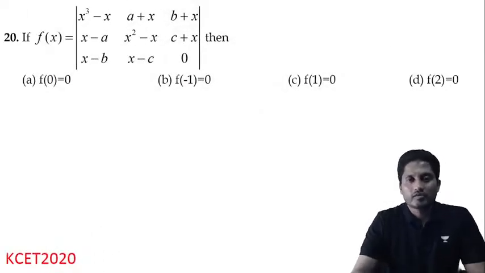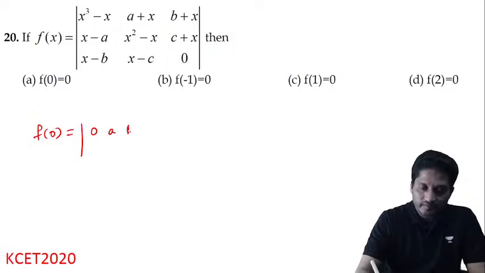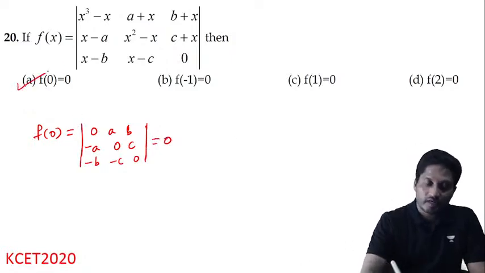F of x is equal to the determinant, then which of the following is true? Suppose I take f of 0, which is equal to the determinant of [0, a, b; -a, 0, c; -b, -c, 0]. This is a skew symmetric matrix, right? The determinant of a skew symmetric matrix of odd order is always 0, or you expand and you get 0 only. So f of 0 will be 0. The answer is option E.